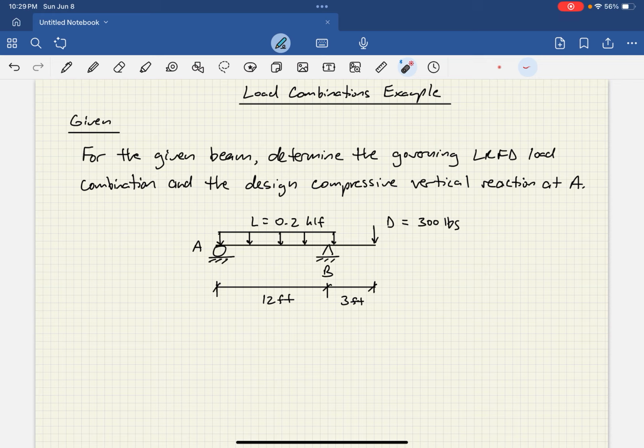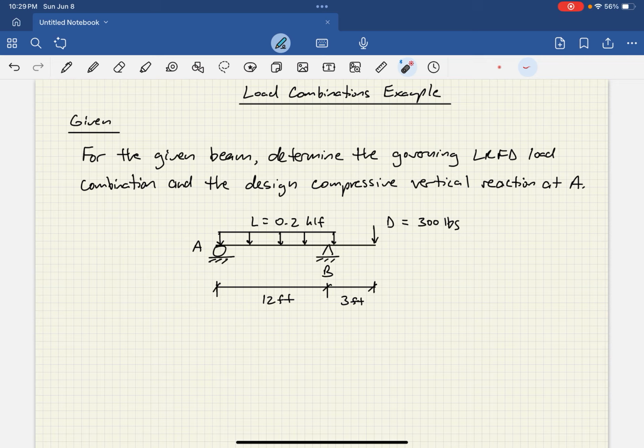In the given information, we're being asked to determine the governing LRFD load combination and the design compressive vertical reaction at A. So here we have this simply supported beam with a cantilever overhang. The distance between the roller at A and the pin at B is 12 feet, and then the overhang is 3 feet. You've got a dead load of 300 pounds hanging out at the free end, and then you have a uniform load between A and B of 0.2 KLF.